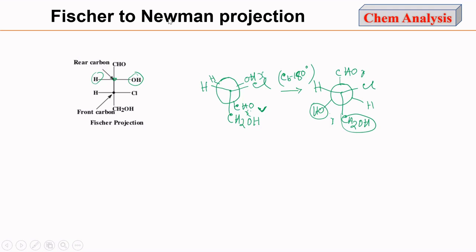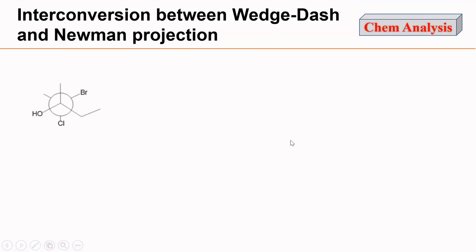Now we will see how we can convert a given Sawhorse or Newman projection formula to a Fischer structure. Here this is a given Newman projection formula in the staggered form of a given structure. If we convert it to a Sawhorse structure, we consider this carbon as the front carbon and this as the back carbon. In the front carbon we will see the ethyl group on the right side, the OH group on the left side, and the methyl group above the plane.